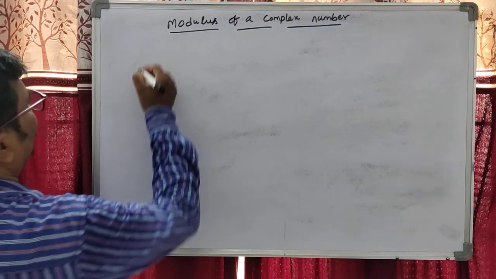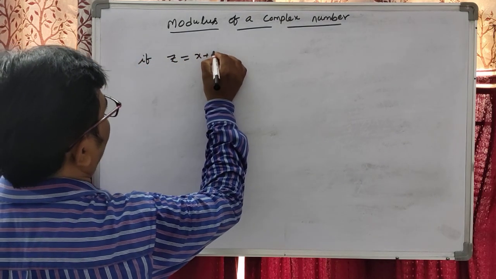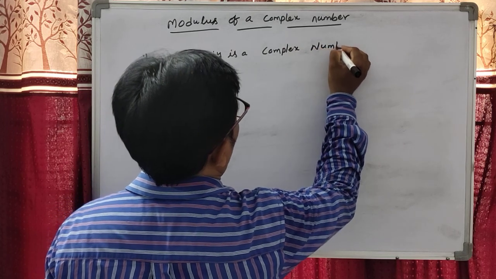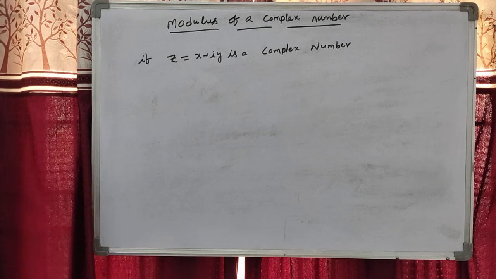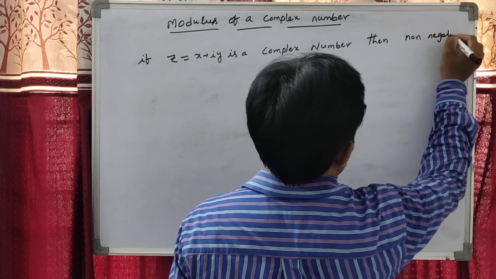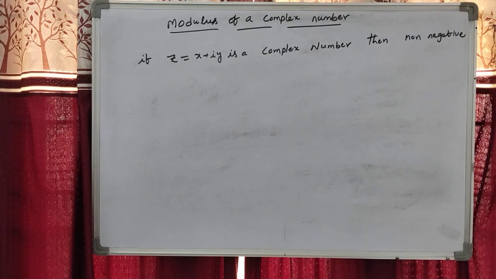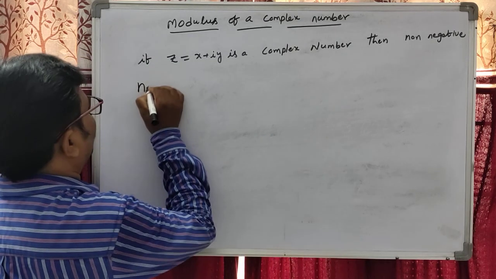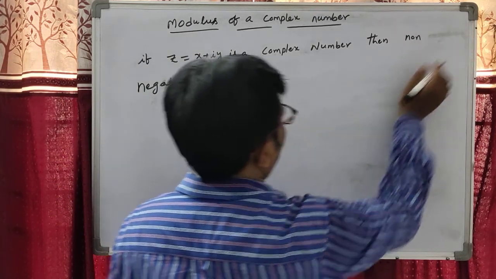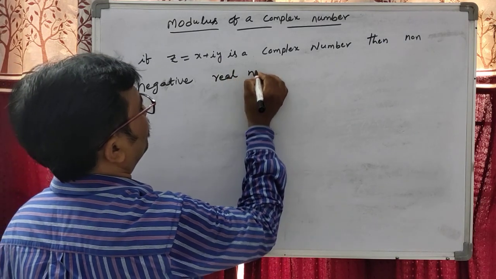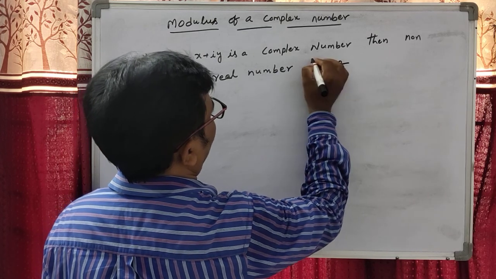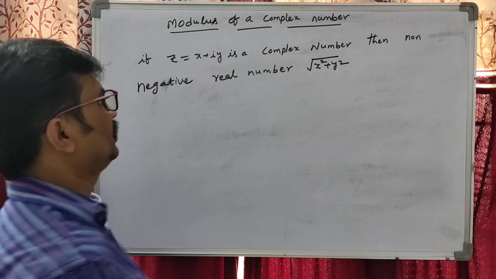So, students, if z equals x plus iy is a complex number, then the non-negative real number root of x square plus y square is called the modulus of z.